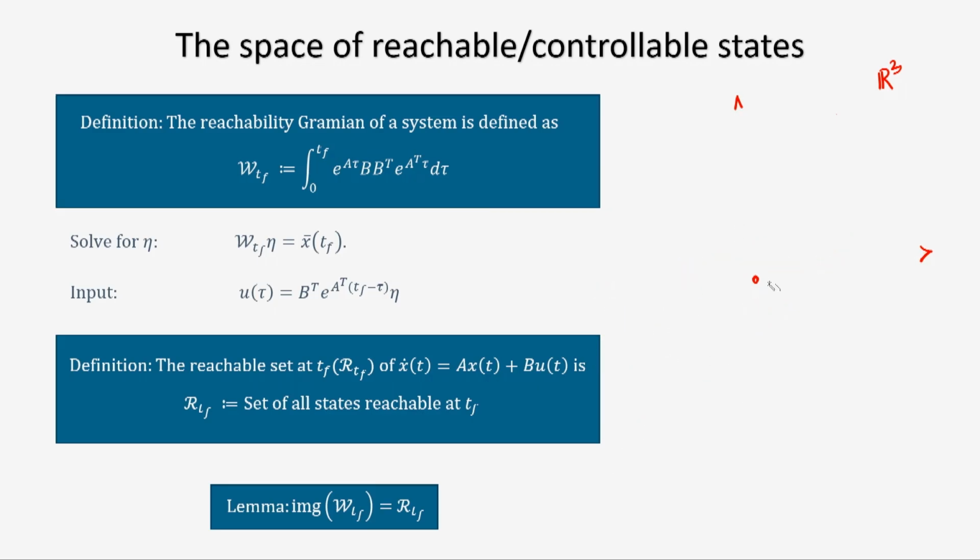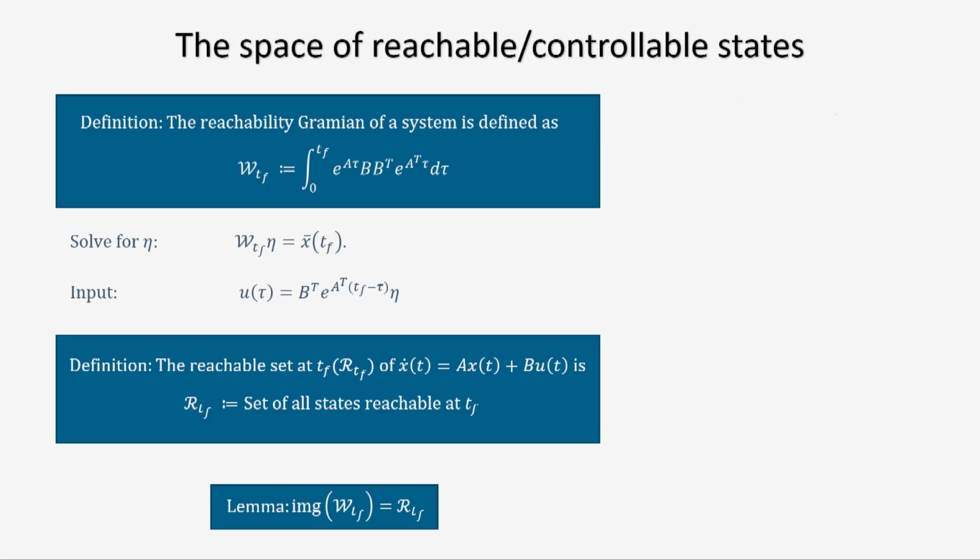So, the point that I am trying to explain is that the parts which you will be able to reach can always be written down as the linear combination of the columns of the controllability Gramian. Okay, I have not rigorously proved this lemma, but I am just giving you the intuition as to how this works. So, let us carry out this thought experiment.